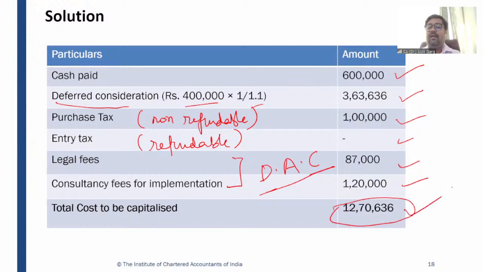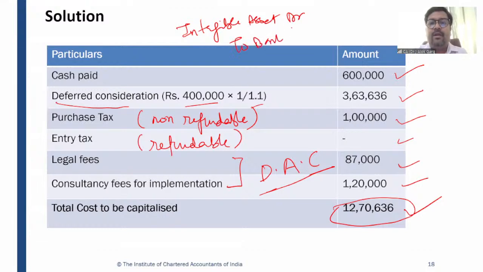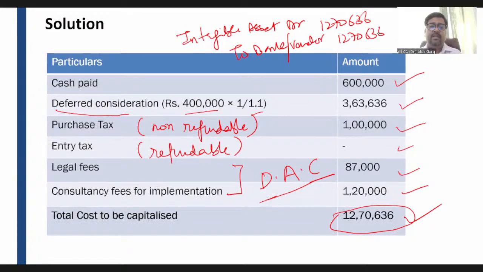So this is going to be the accounting entry for intangible asset. What will be the accounting entry? The accounting entry will be intangible asset account debit, credit to bank or to supplier or vendor, right? 12,70,636. I hope it is clear to everyone, friends. Let me know if you have any doubt here.